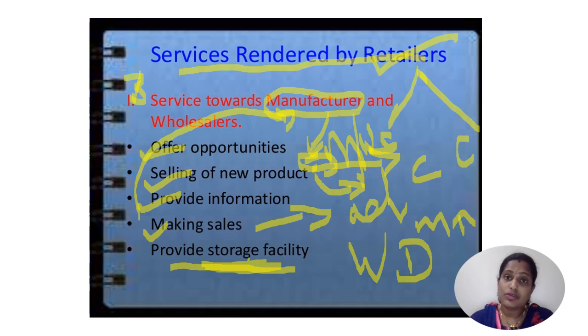Sometimes they also go for placing the order in advance. This is another service rendered by the retailer. If there is more demand, when they know that the demand is increasing day by day, they go for placing the order in advance. Earlier they would wait for the demand to come, but now that concept is gone. We make sure we take it in advance and place the orders to the manufacturer or the wholesaler in advance. Okay. So these are the services rendered by the retailers to the wholesaler or the manufacturer.